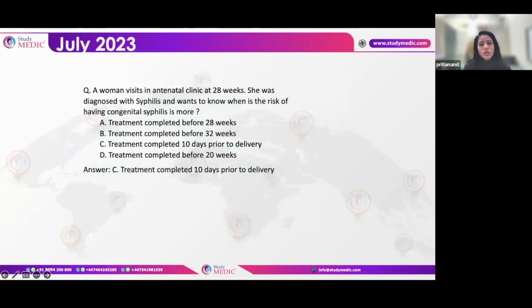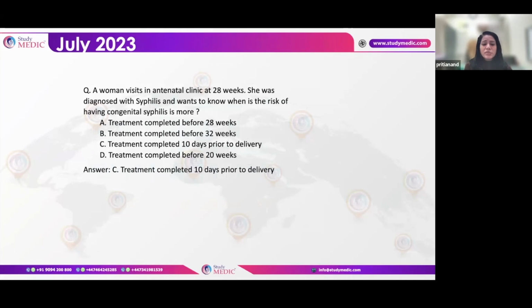I have also seen a question these days, very commonly asked, that the patient has syphilis and she is having a birth plan made. So they ask you at what gestation she completes the treatment, so that she is at the least risk or at the highest risk.